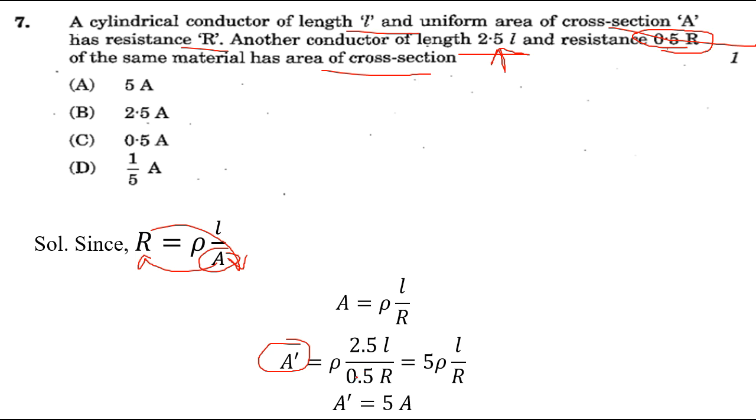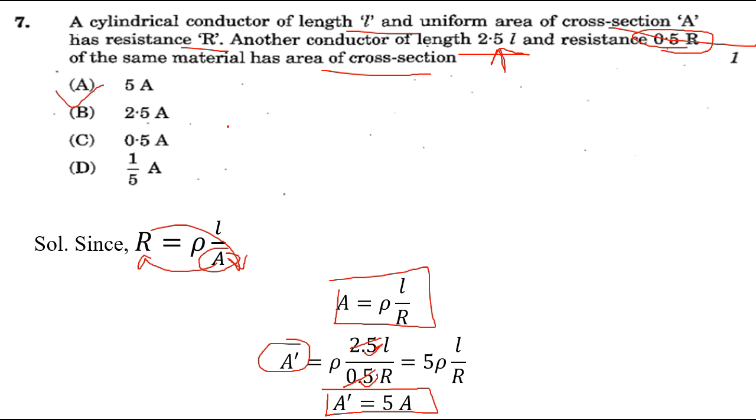So remove the decimal places, so this will become 25 by 5. Remove the decimal place here, and this 0.5 will come to this side. So this will become 25 L upon 5 R. This will be 5, because 5 cancels 25 five times. So this will become 5 rho L by R, and we know from this equation that rho L by R is A. So the new area A dash will be equal to 5A, and hence you can say that option A is correct.